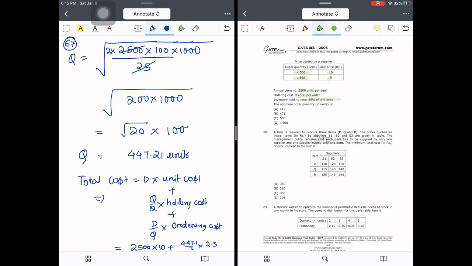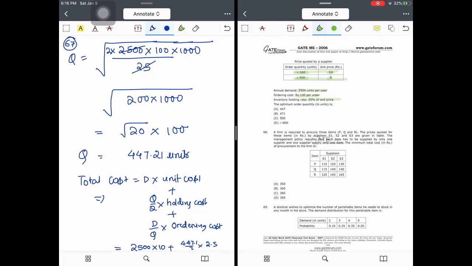Now, the annual demand they have given is 2500 units per year. Ordering cost is 100 per order, and inventory holding cost is 25% of the unit price. Now, what is the optimum order quantity? What we will do is first calculate the total cost based on the first price quote, that is less than 500, and then calculate the total cost with respect to the second price quote, that is greater than or equal to 500.